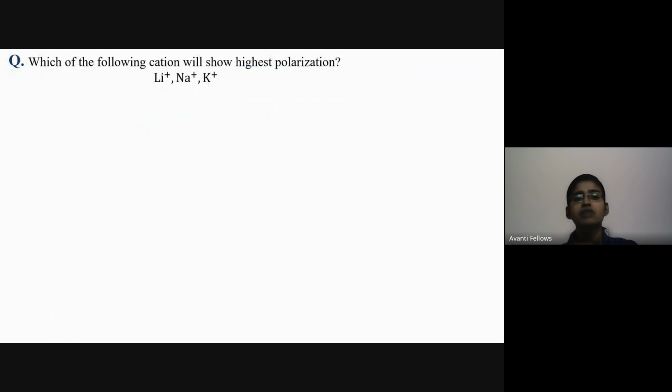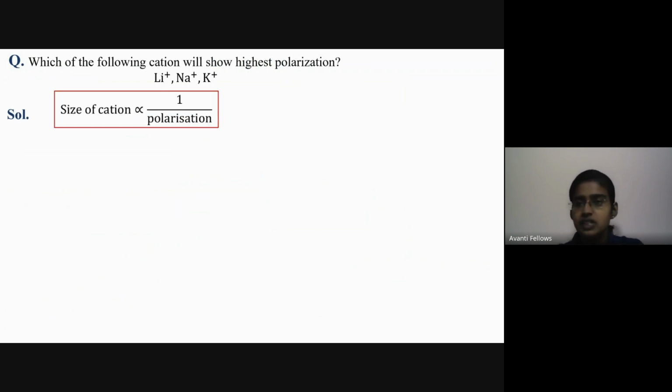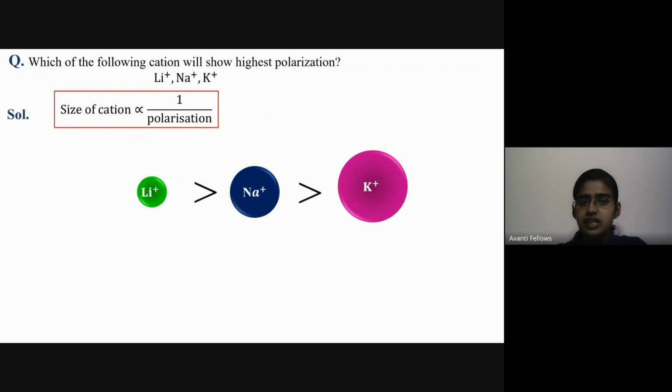Which of the following cations will show the highest polarization? Lithium plus, sodium plus, and potassium plus. All the 3 ions belong to group 1. Only the size differs. Now you tell me which cation will show the highest polarization. We have studied the relation, right? Size of the cation is inversely proportional to polarization. Using that relation, you tell me which ion will show maximum polarization. Which ion is very small? Lithium. Very good. Lithium is smaller than sodium and potassium, so the polarization of lithium will be more.